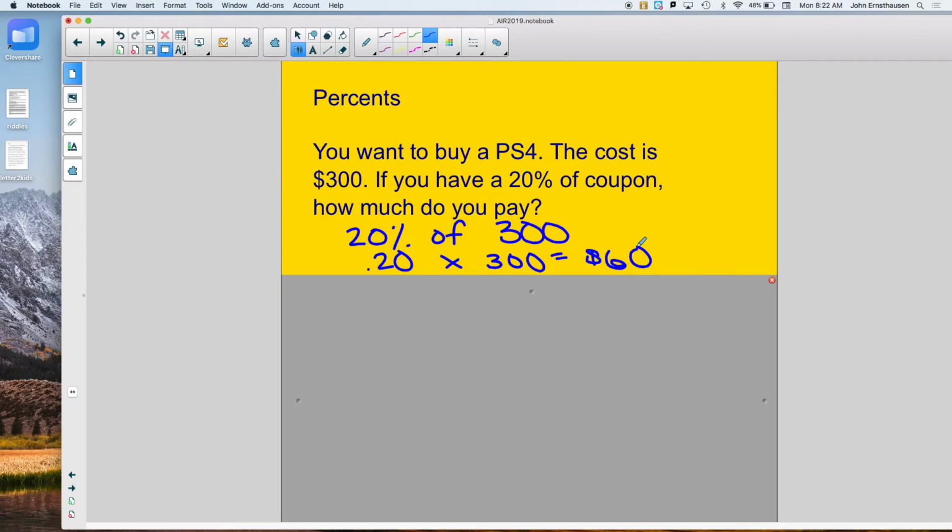All right, what does it mean the cost is if you save $60? How'd you get that, Jocelyn? I subtracted 60 from 300. You take 300, you subtract 60, and that means the cost would be $240.